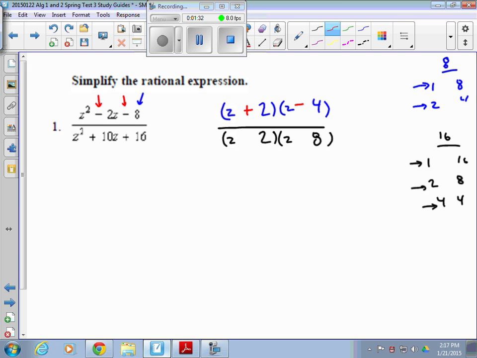This sign right here tells you that they're the same. This sign says since they're the same, they're both plus. So you have z plus 2 exactly the same at the top and the bottom. You cancel it out, and you're left with z minus 4 over z plus 8.